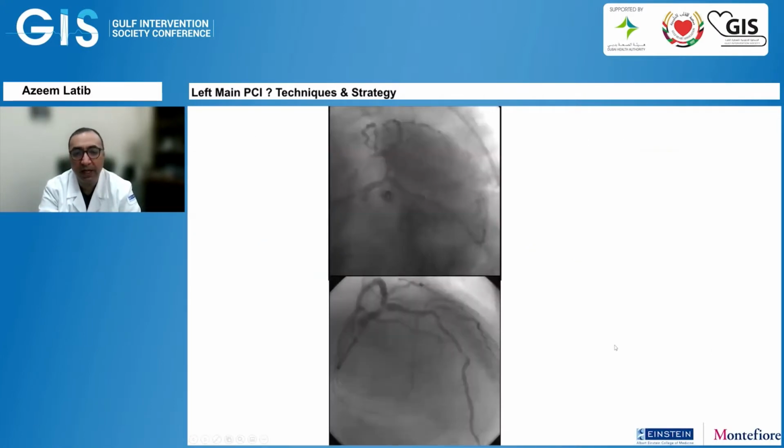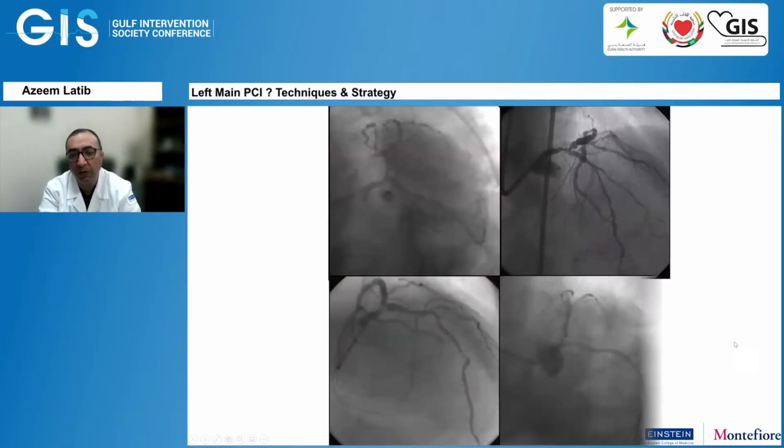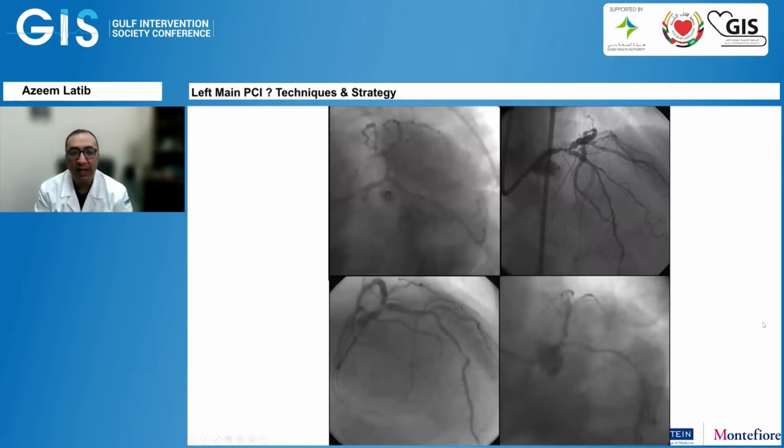So I like starting with this slide. Here I'm showing you four left main bifurcations, and I think we can all agree that the anatomy is very different here, and to think that we could do all four of these bifurcations with a single strategy or a single technique is really incorrect. We need to adapt our technique and our approach to the anatomy and to the patient.